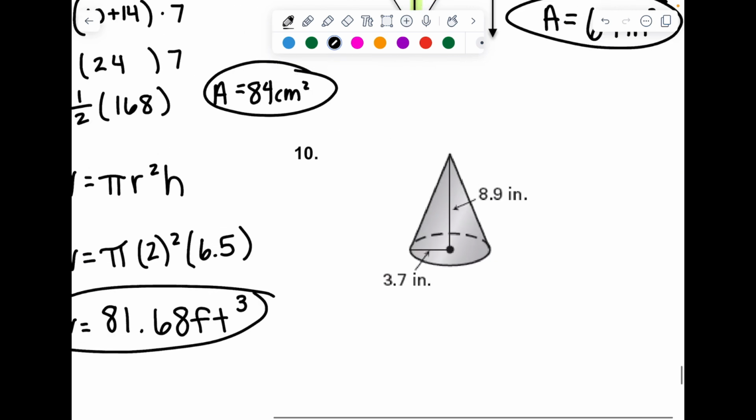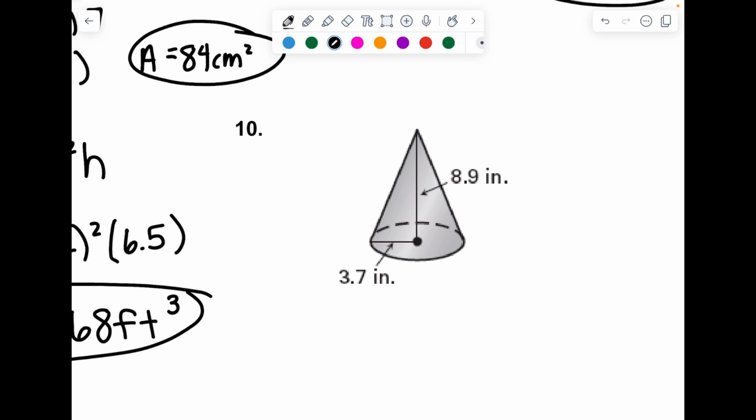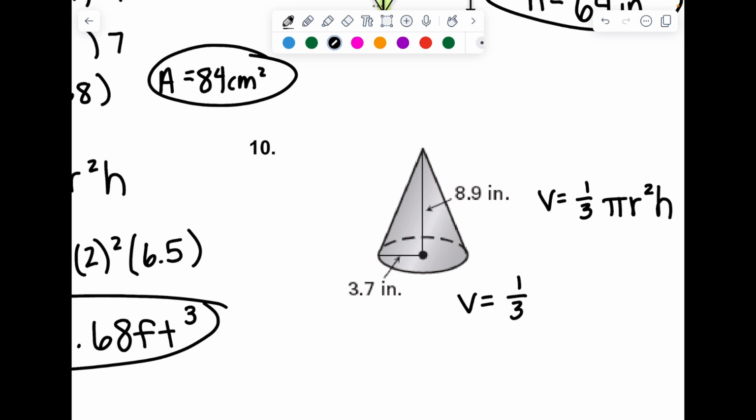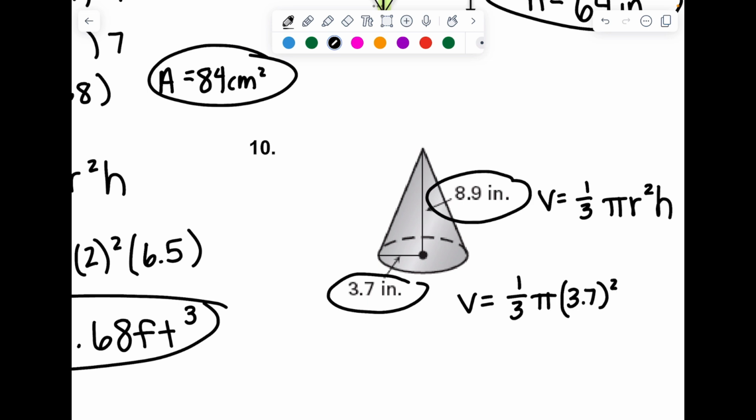All right, we've got a cone. So the volume of a cone formula is 1/3 pi r squared h. So let's plug in. Our radius right here is 3.7, and our height is 8.9.